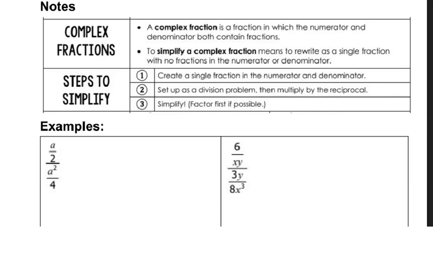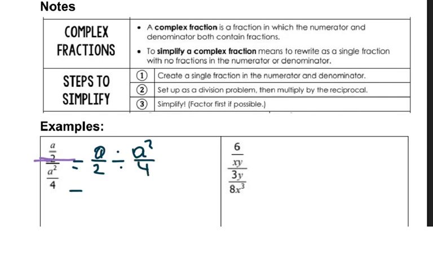and factor if necessary. So if you notice in the first example, we have two fractions divided. So the main division is going to be right here. So we have a over 2 divided by a squared over 4. We're going to rewrite it as a division. So we have a over 2 divided by a squared over 4.